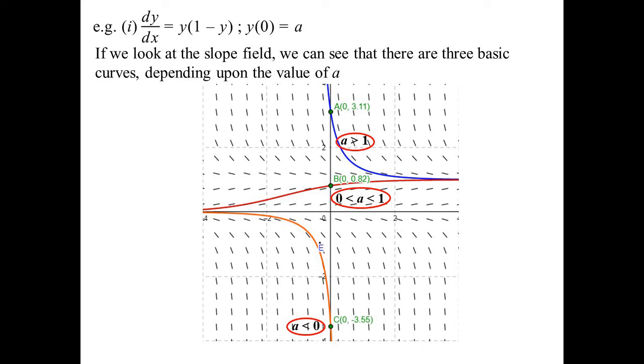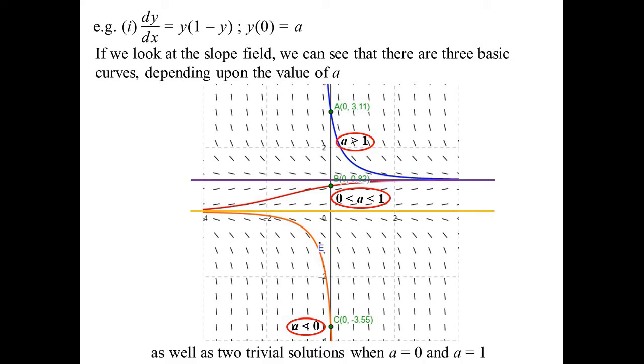And when it's greater than 1, then it's coming to the asymptote from above. It would have that sort of shape. So we have 3 solutions. Well, in fact, we actually have 5 solutions, because for this one, we would have 2 trivial solutions. It's the horizontal line where a equals 0, which gives us the line y equals 0, and when a equals 1, which gives us the line y equals 1.